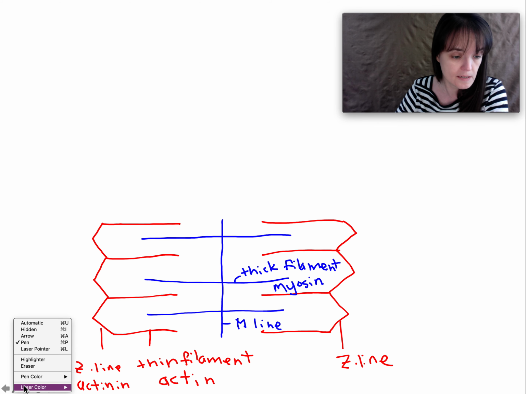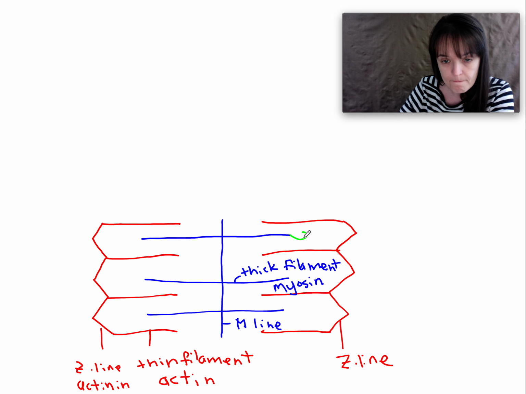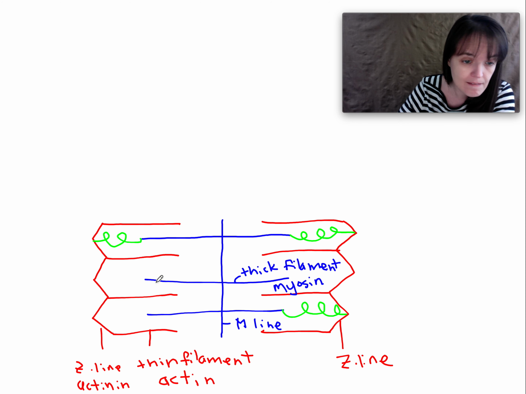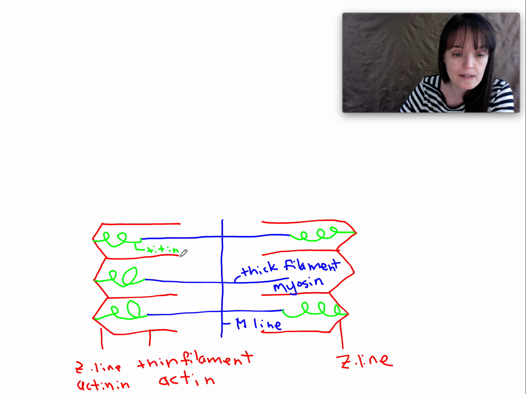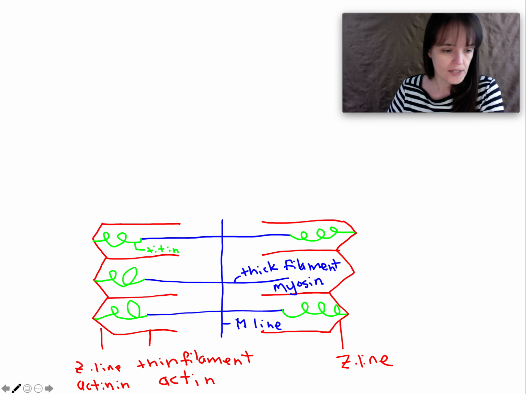Speaking of titin, it attaches to the Z line. And it keeps the sarcomere aligned. Titin. There we go. Okay, so now let's label things, shall we?